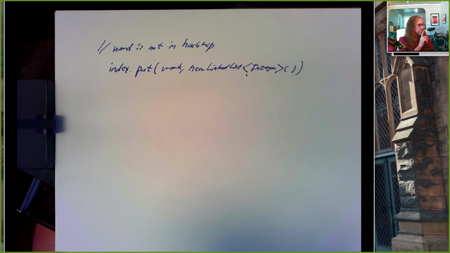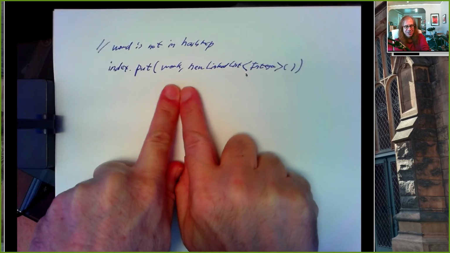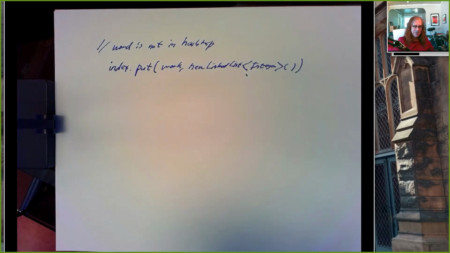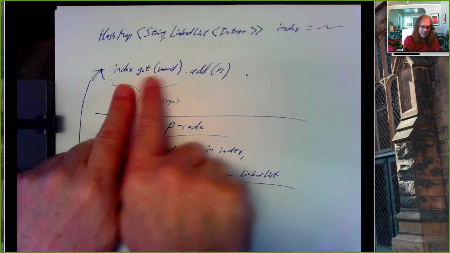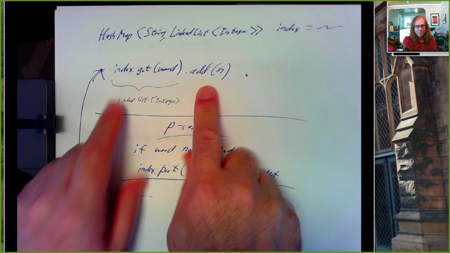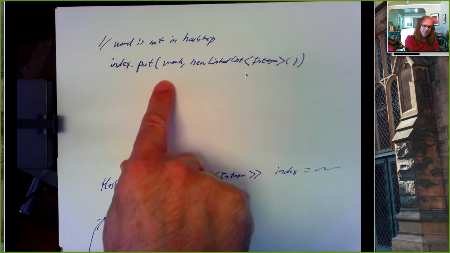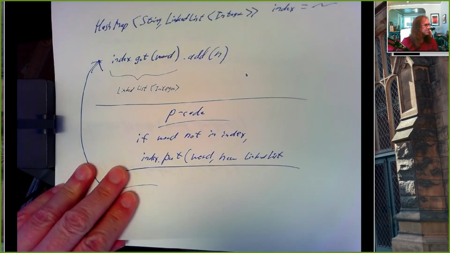So to add a number location, we don't want to do a put, because a put will replace the linked list that's already in there with this new linked list. But if the word is already in there, then we can say something like get the linked list associated with that word and call the add method. So we would do this if the word is not in the list, and then we'd go ahead and do this to add it.